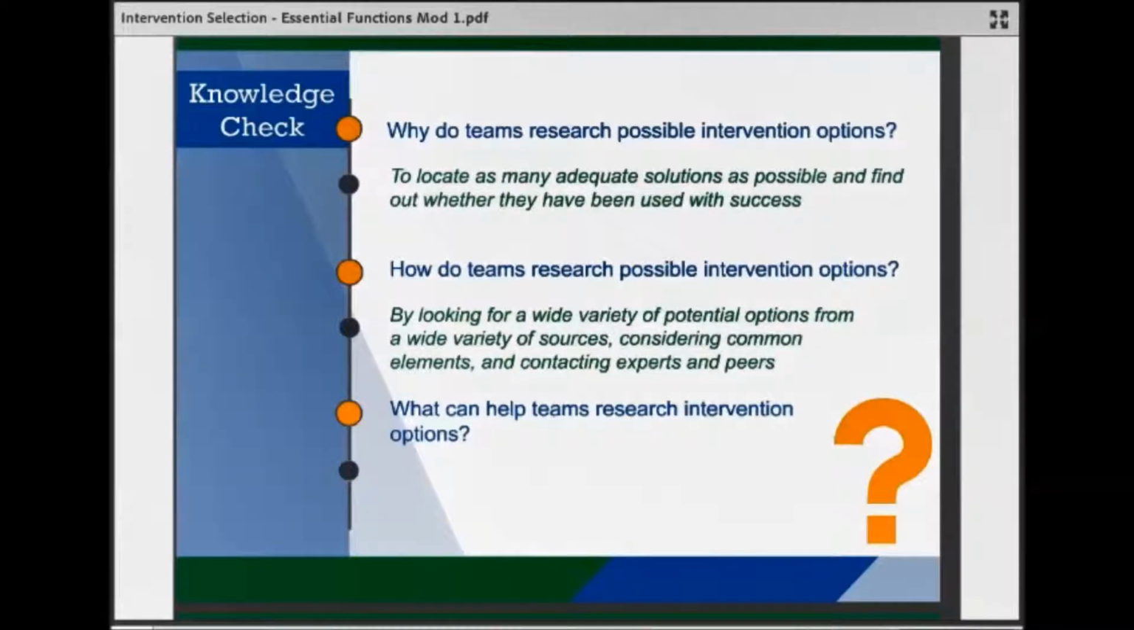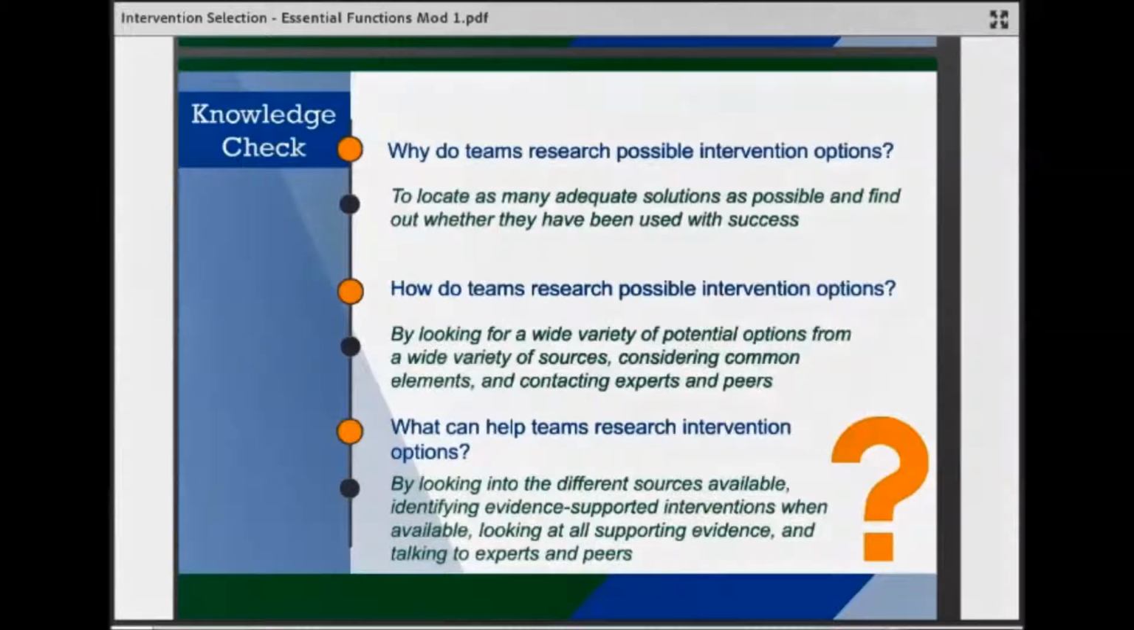What can help teams to research possible intervention options? By looking into the different sources available, identifying ESIs when available, looking at all supporting evidence, and talking to experts and peers. Now take this a step further by reviewing the reflection questions and practice exercise for research possible intervention options in your intervention selection workbook to connect what you've learned to your own experience.